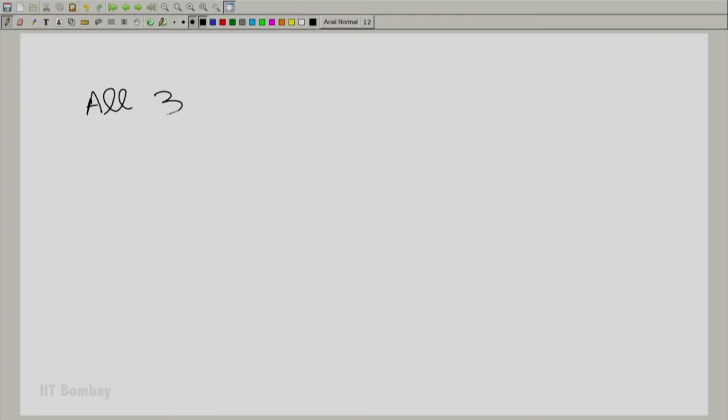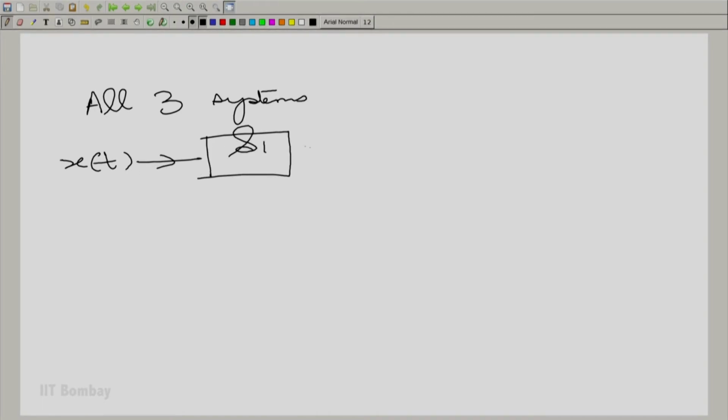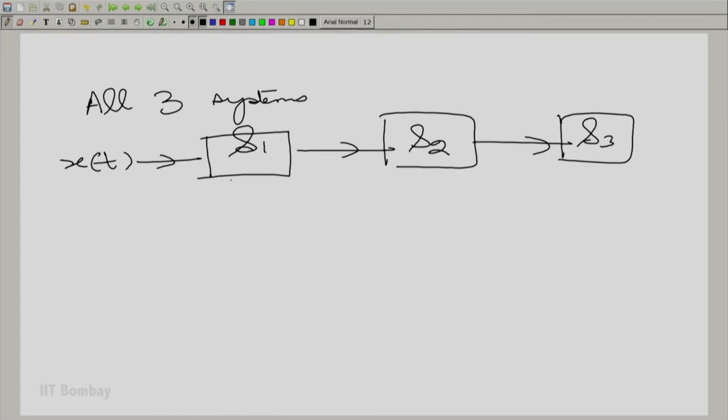So, we have two things that have happened for the first two systems. First, that there is an equivalent system, that is a consequence of associativity. Secondly, it does not matter in which order we put them. Now, let us bring in the third system also. Let us now consider all three systems together. So, we have x of t given to LSI system 1, given then to LSI system 2 and then to 3 with impulse responses H1 of t. I am not saying impulse response explicitly, that is understood.